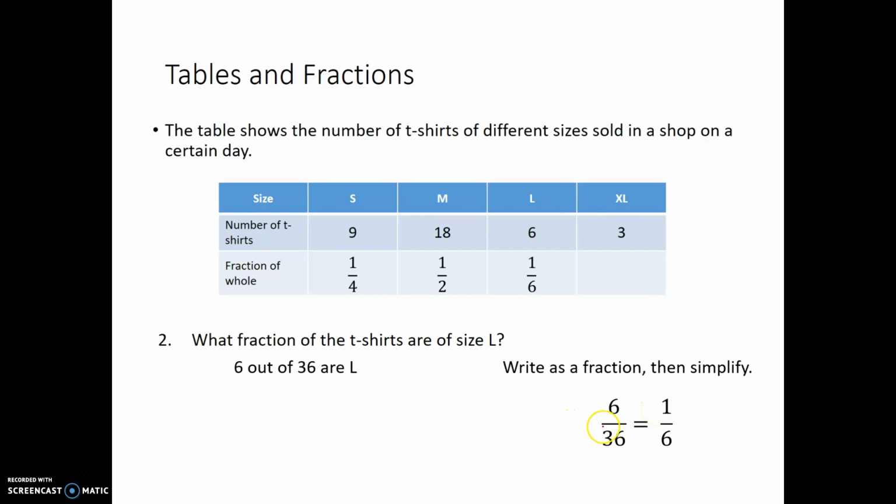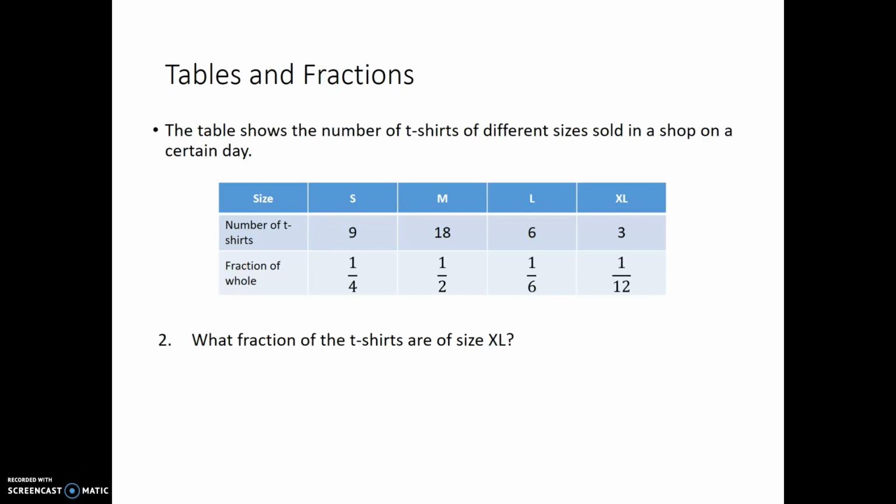Now I just want to remind you guys, when we say 6 out of 36, remember that my fraction bar means out of. So when you see these words right now, it means a fraction, 6 out of 36, okay? And then finally, what fraction of the t-shirts are size extra large? And 3 out of 36 are size extra large. So we'll write that as a fraction, 3, and then out of my fraction bar, 36. And when we reduce that by dividing by 3 over 3, we get 1/12.